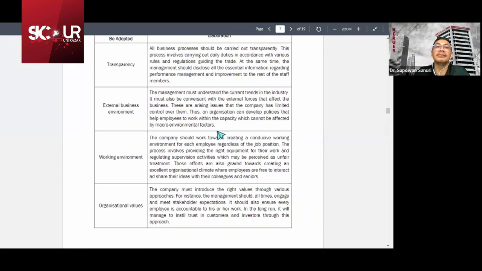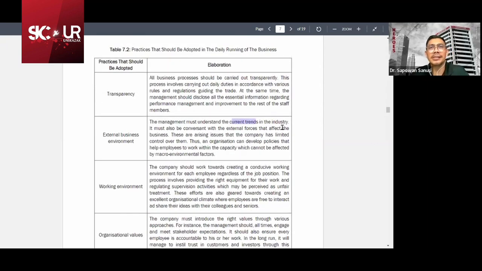External business environment. The management must understand current trend. Janganlah bagi gaji budak ada degree 1,500. Melampau lah. Janganlah buat macam tu, guys. Ya. Gaji 1,500 ada degree. Pening. Pitam dia, bayar PTPTN pun tak habis. Okay. So it must be conversant with the external focus.